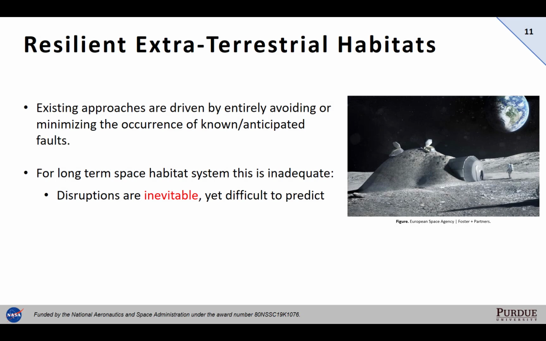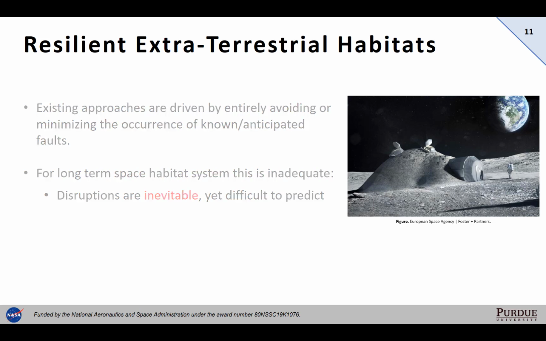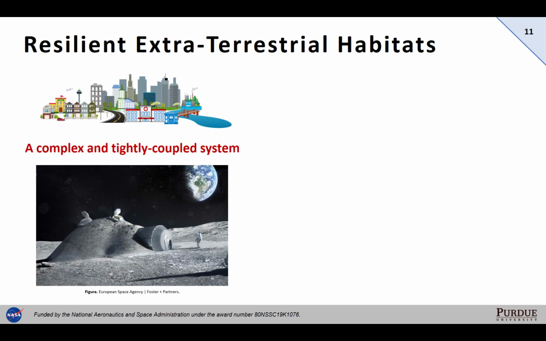When it comes to extraterrestrial design, some of the existing approaches are driven by entirely avoiding or minimizing the occurrence of known anticipated faults, but in reality, that is an inadequate approach for the design of long-term space habitat systems, because disruptions or adversities are inevitable and difficult to predict. Therefore, we need to design to face these adversities and withstand them. If we take what we've learned from Earth to see a system as complex and with tightly coupled elements, we can mitigate the cascading failures due to one single problem. We need to anticipate and adapt to possible threats.